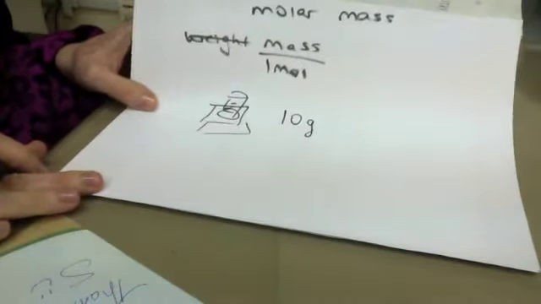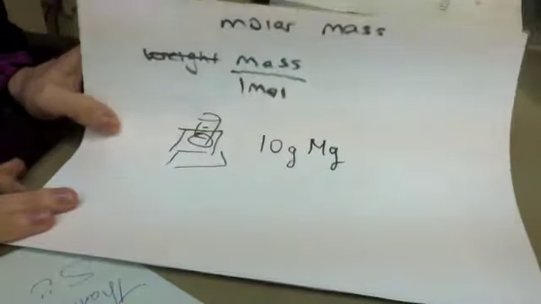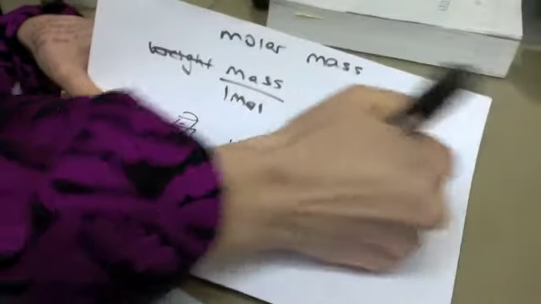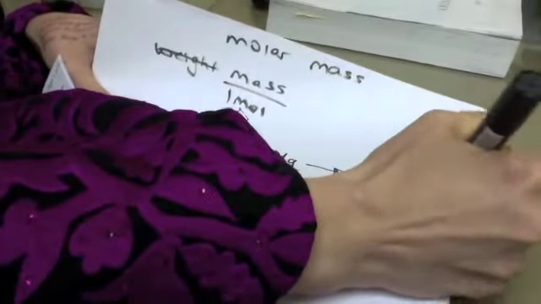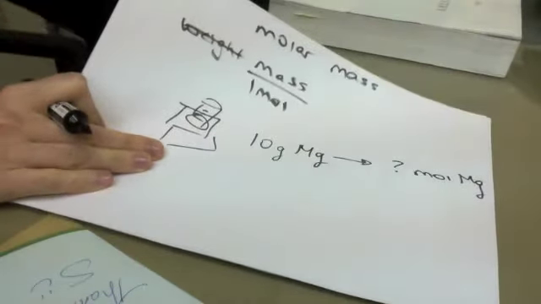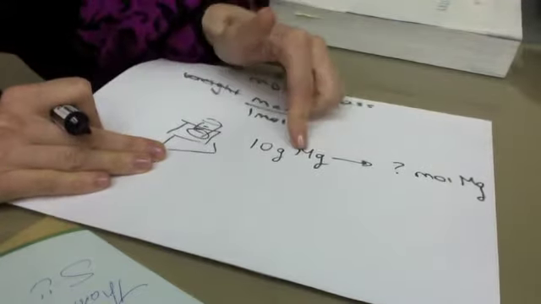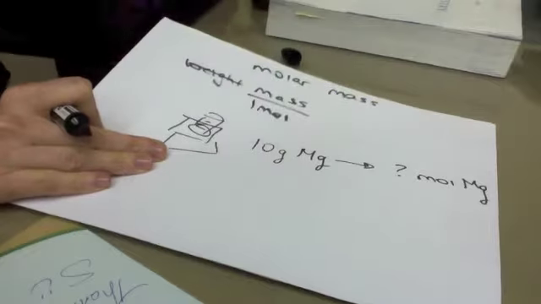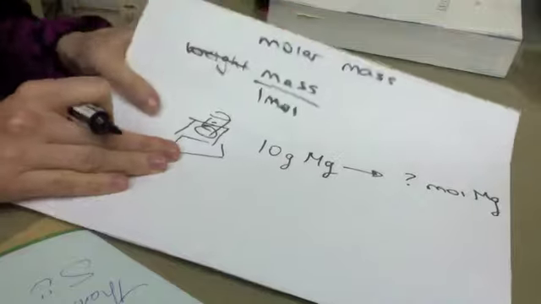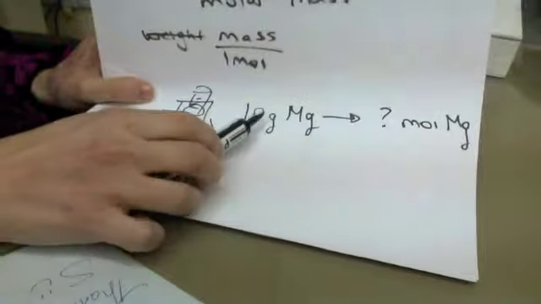So let's just say we have 10 grams of magnesium. I'm going to put Mg, right? Now, I want to know how many moles of magnesium are in these 10 grams. And remember, we already talked about how 1 mole of one element is not going to have the same mass as 1 mole of another element. Some are bigger than others. Magnesium is bigger than, for example, oxygen. It's smaller than strontium. So I've got 10 grams of magnesium, I want to know how many moles of magnesium in 10 grams. And I use the molar mass as my conversion.